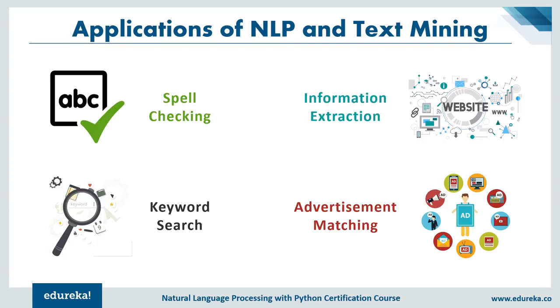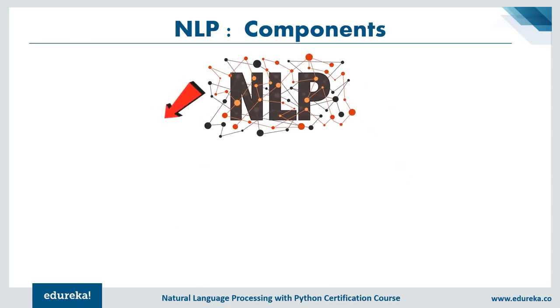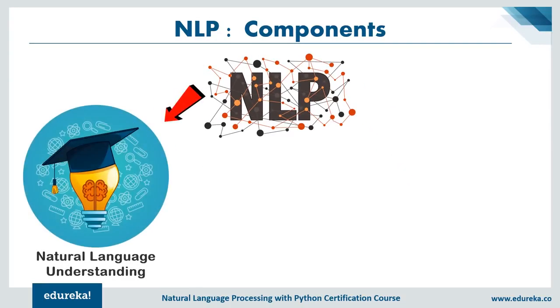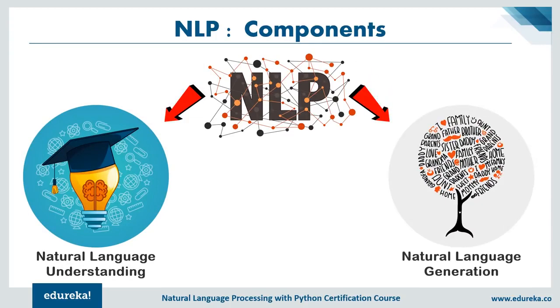Now here what we mean is basically recommendation of the ads based on your history. Now NLP is divided into two major components, that is the natural language understanding, which is also known as NLU, and we have the natural language generation, which is also known as NLG.